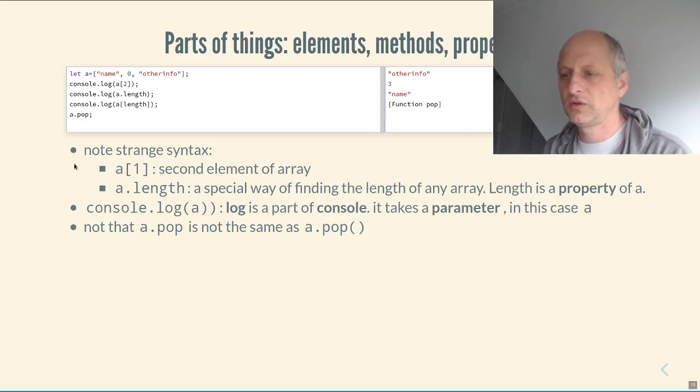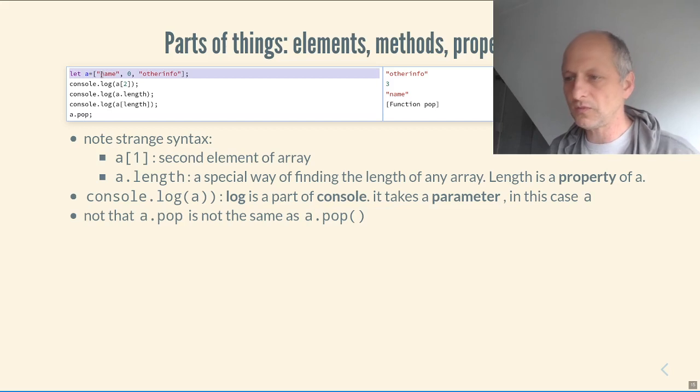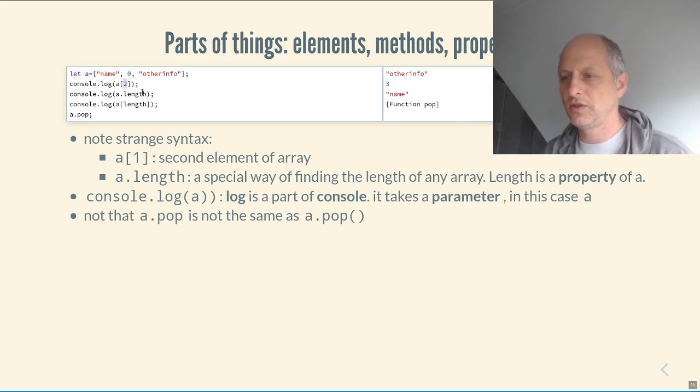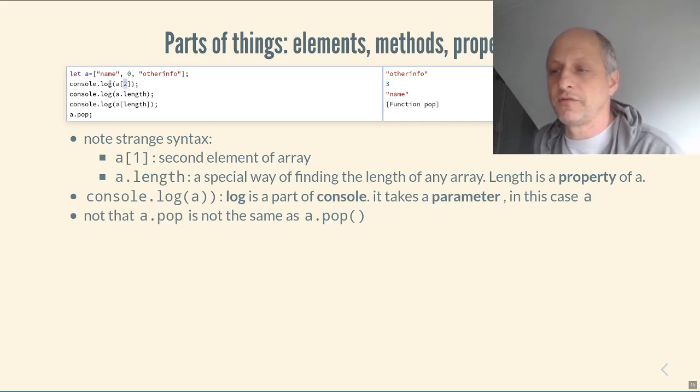So in this case, we have defined an array, and you're already familiar with arrays. So A has 3 elements: name, 0, and other info. And if I try to log to the console the 2th element of A, we find that it's other info. And you'll remember that that's because arrays in JavaScript are 0 indexed. So the first element gets the index of 0. The second element gets the index of 1, and it's only the third element that has the index of 2.